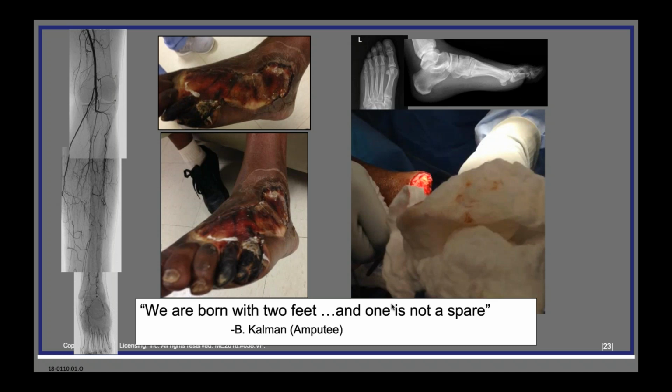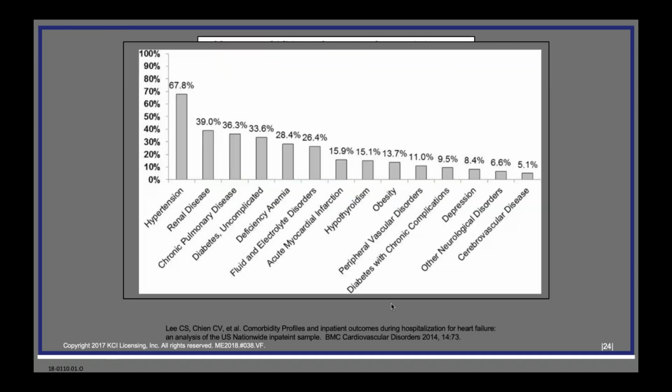I take amputation very seriously, but I do think in a subset of patients, it is absolutely the right thing. It's the most efficient thing. It's the most economic thing. It's the most effective thing for those patients.